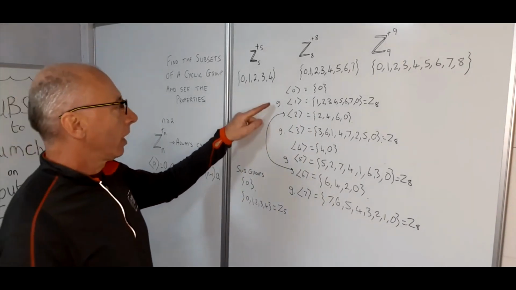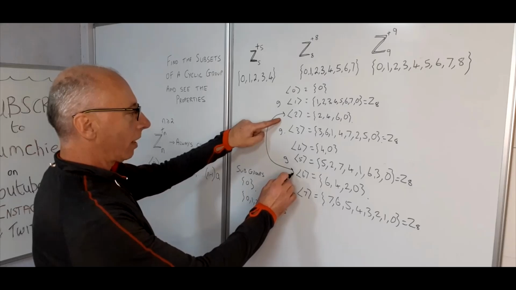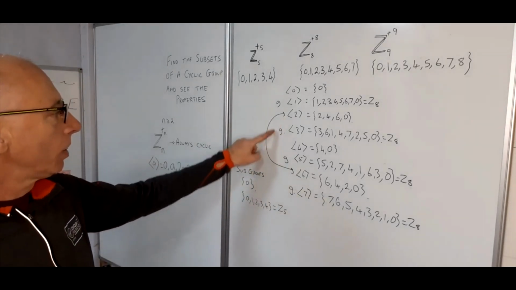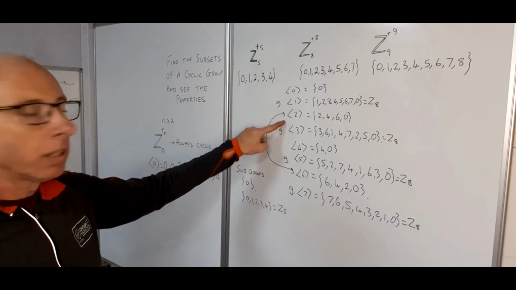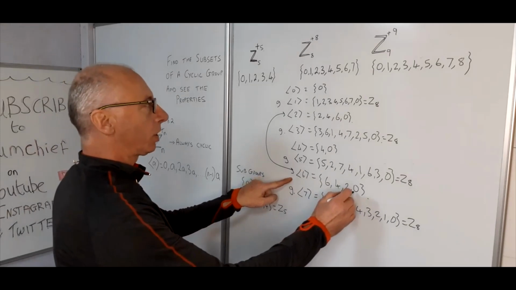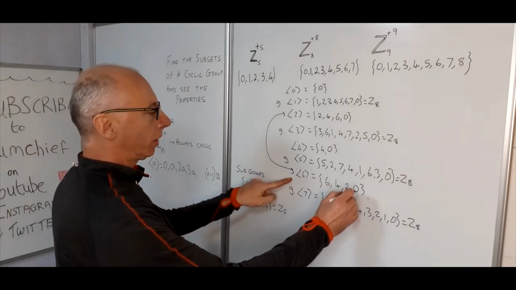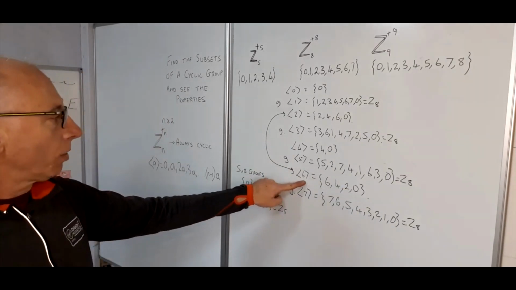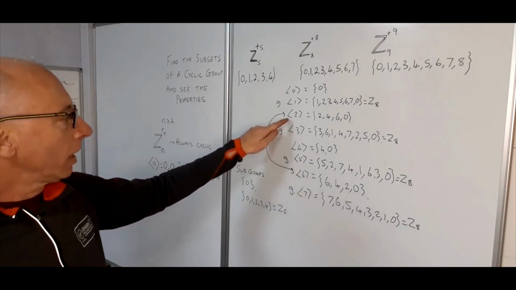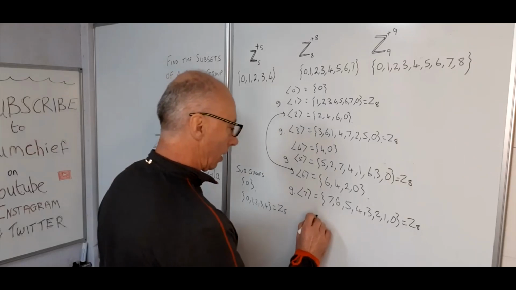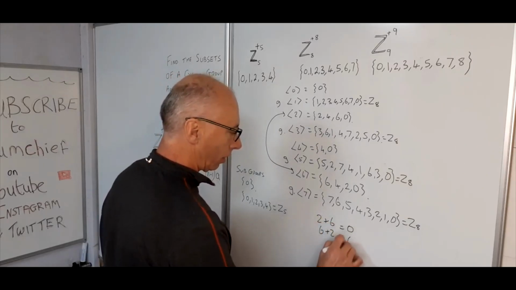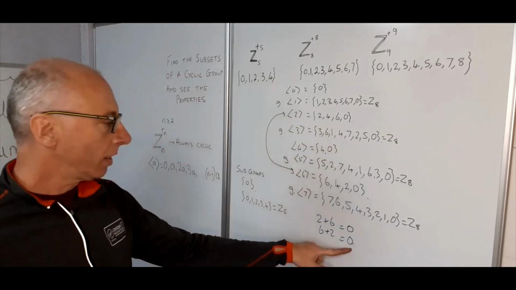And then we've got here, 2 and 6 are the same. So basically what we can see is that when we add 2 and 6, we get to 0, which is the identity element. Also, 2 and 6 are the inverses of each other. So 2 plus 6 is the same as 6 plus 2, which equals 0. And 0 is the identity element.